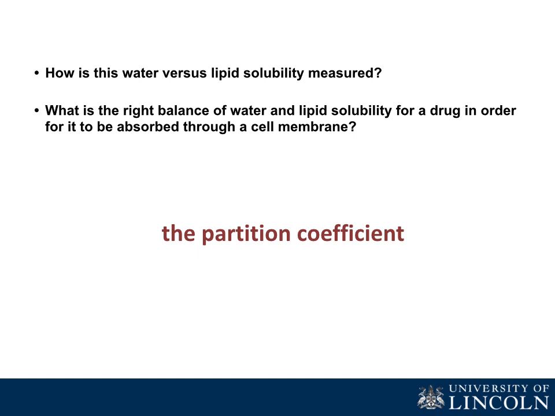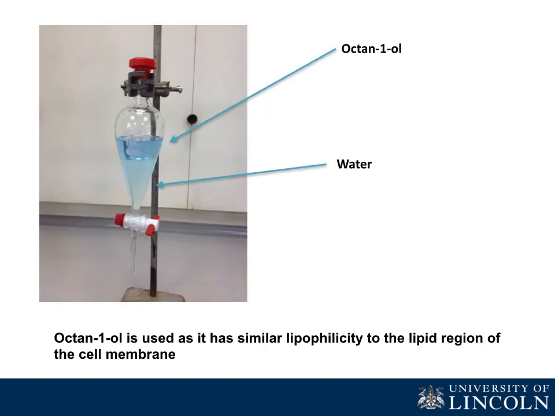Let's look at the first question, which is how to measure the relative water and lipid solubility. It can be done experimentally, very simply, using a separating funnel. Into the funnel you place a quantity of water and a quantity of octanol. The octanol floats on top of the water, forming two phases.